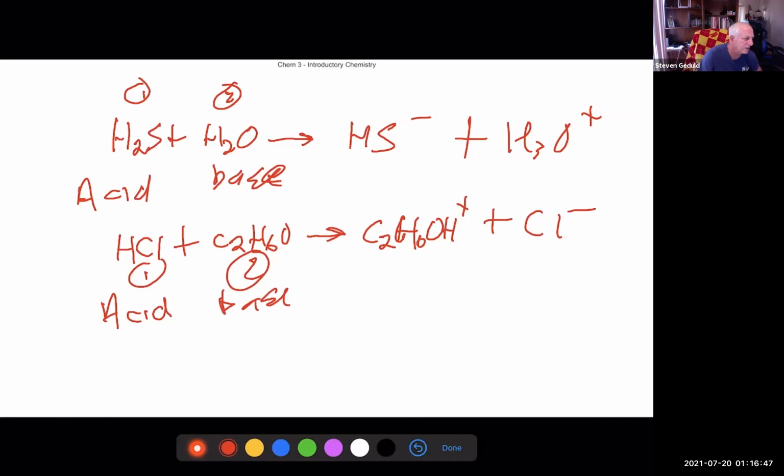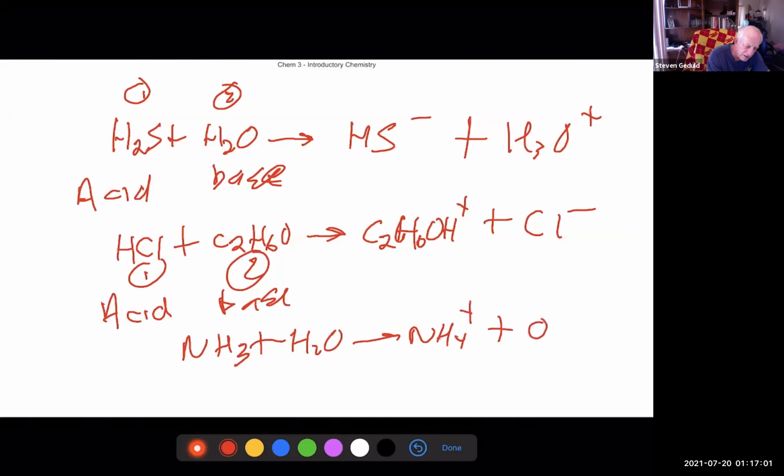Okay. So you just gotta remember, water can be an acid or a base depending upon the reaction. We did NH3, remember? Let's do NH3 plus water goes to NH4 plus OH minus.